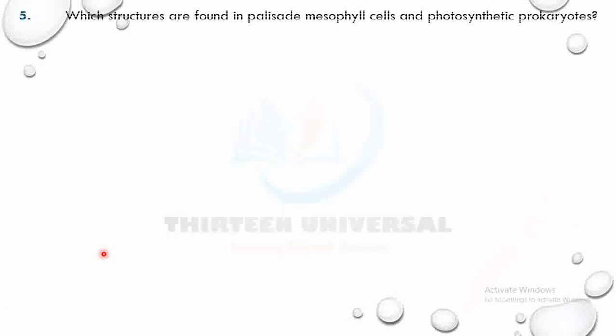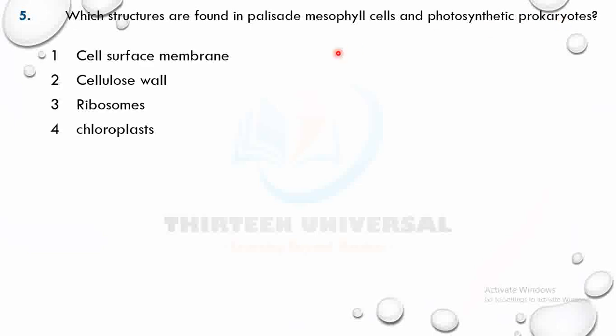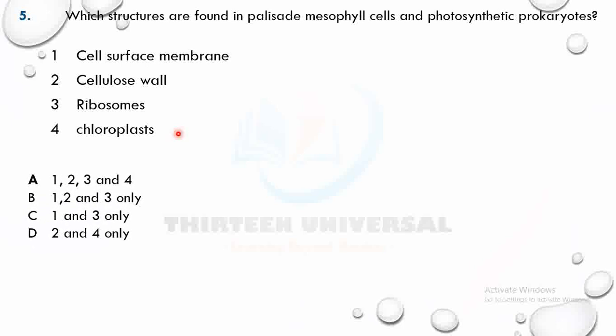All right. Which structures are found in palisade mesophyll cells and photosynthetic prokaryotes? Palisade mesophyll cell is found in the leaf, that's a plant cell, plant tissue. Photosynthetic prokaryotic cells, okay, they're bacteria. So I want you to pause the video and try this out. Which ones are found in plant cells and prokaryotes, which are bacteria? All right, pause the video.